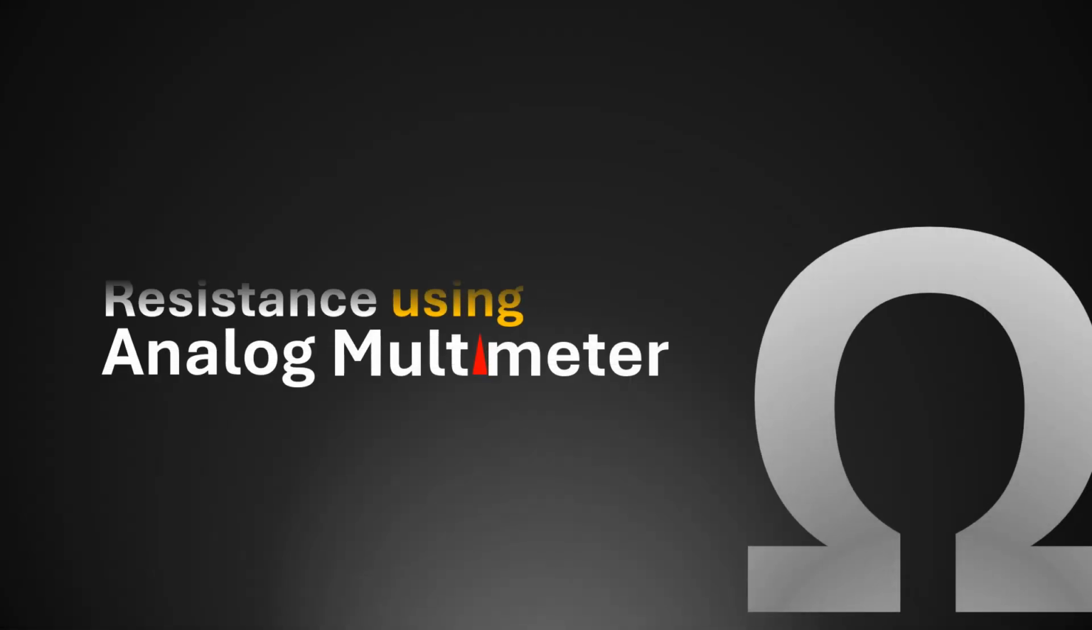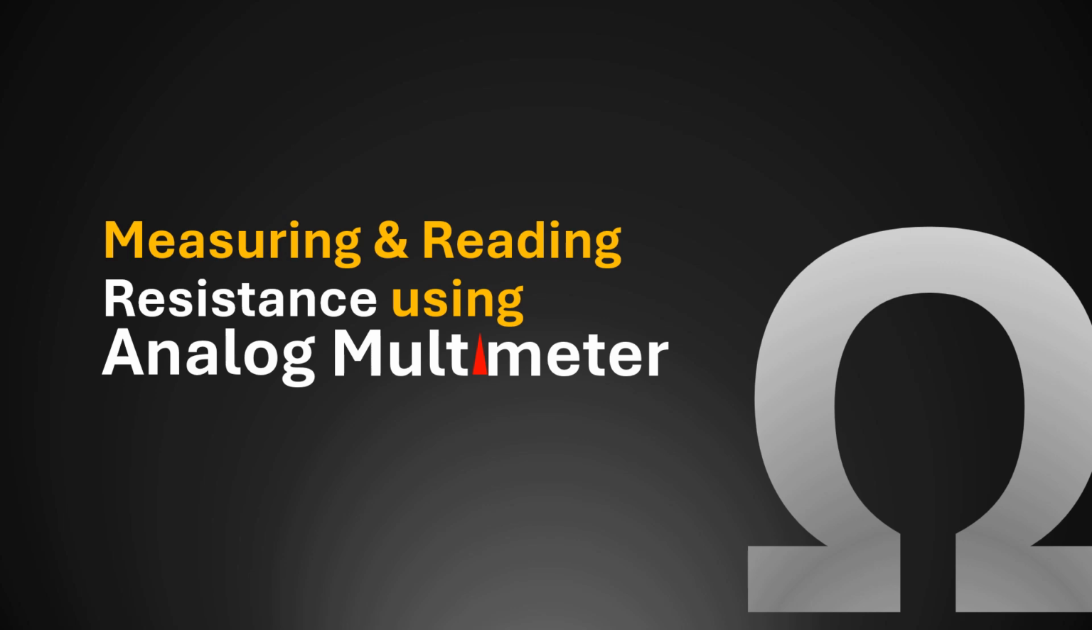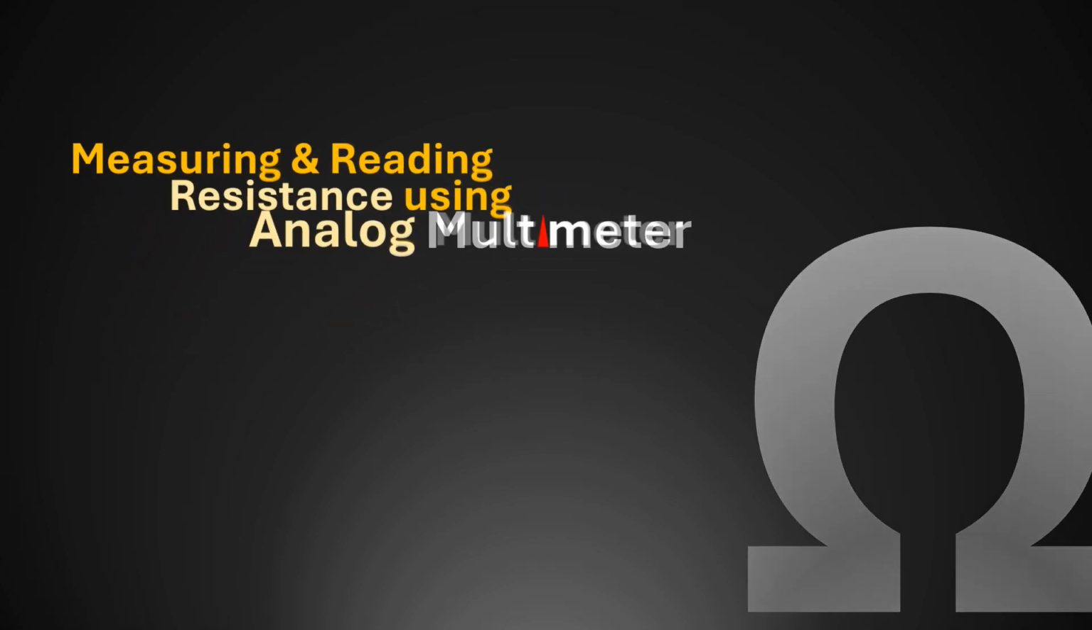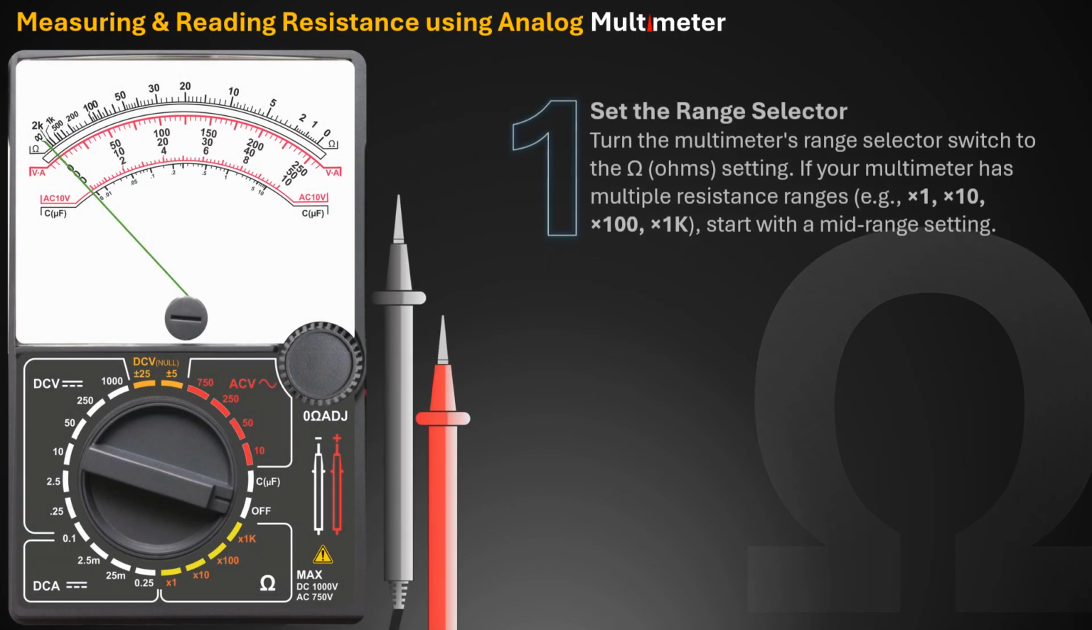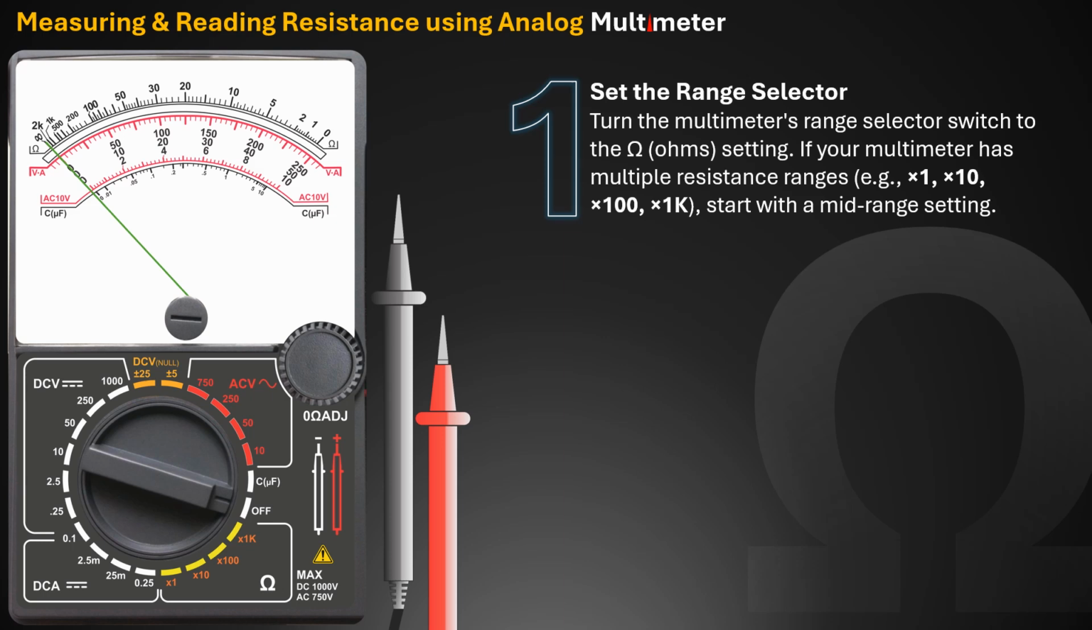In this video, we'll dive into the practical steps of measuring and reading resistance using an analog multimeter. By the end of this lesson, you'll be able to confidently measure resistance values and understand how to interpret the readings accurately. First, turn your multimeter range selector switch to the ohm setting with the omega symbol.